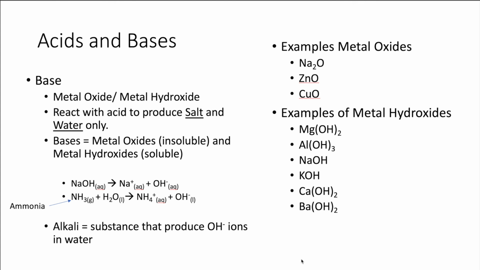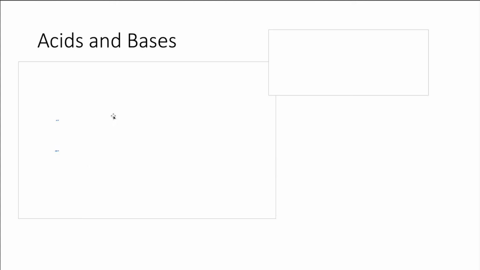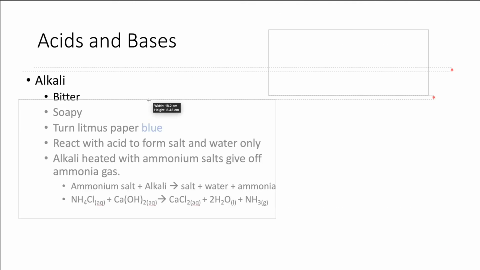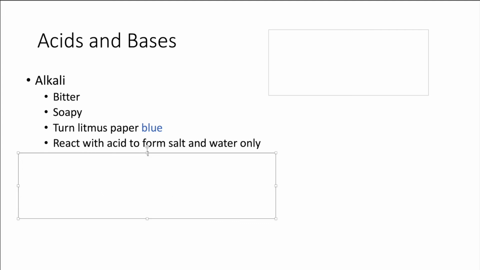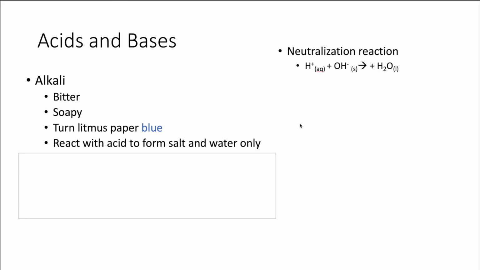An alkali is a substance that produces OH- ions, hydroxide ions, in aqueous solution. So, opposite to acids, the properties of alkalis are a bitter taste, soapy feel, turning litmus paper blue, and reacting with acids to form salt and water only. This reaction is commonly known as the neutralization reaction.